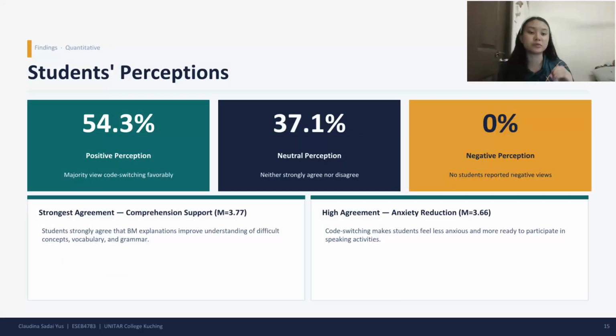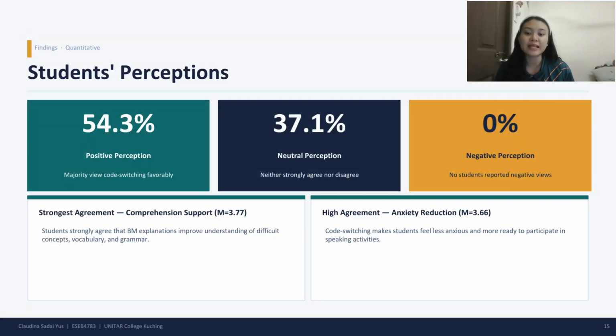Next, this is about the student perceptions. In the questionnaire that I gave them using Microsoft Forms, 54.3% of perceptions were positive, 37.1% neutral, and 0% negative. This means the code switching method really helps them in their speaking skills, so they can speak well and fluently in English.